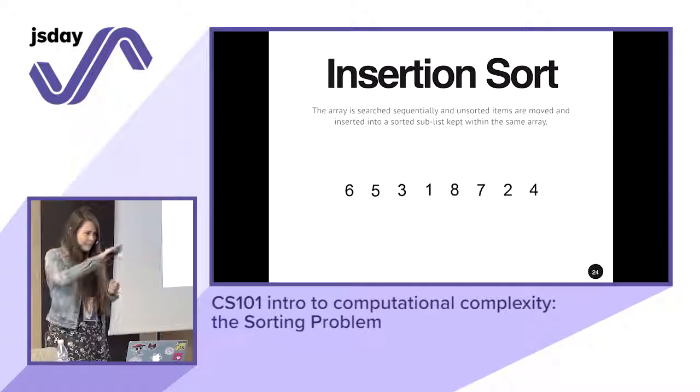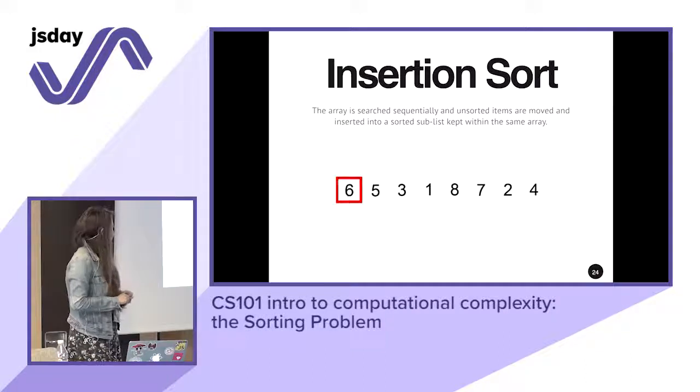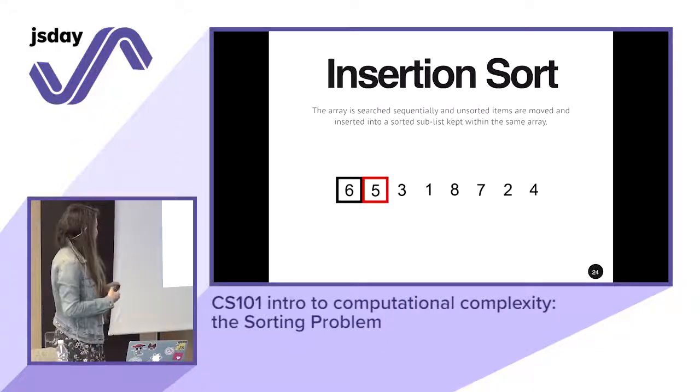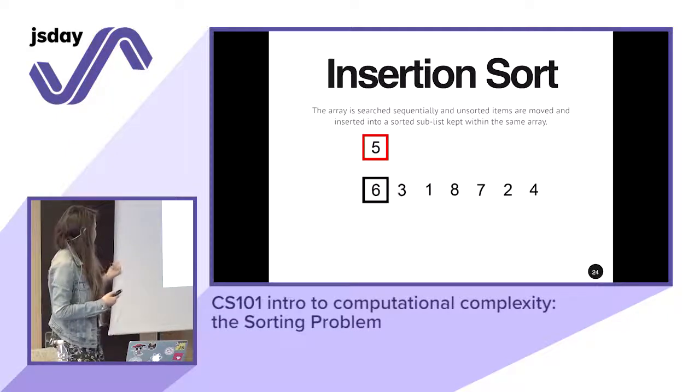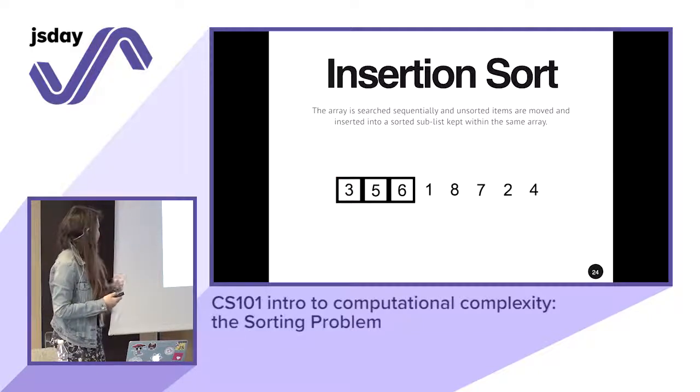Now, I'm seeing your faces, and I know this is not very clear, so I'm going to show you a video to make it clearer. In this case, we start with the 6, which is in the sorted section. We compare it against 5. We know that 5 is smaller than 6, so we'll move it before. And we continue checking. We compare 6 with 3. 3 is smaller than 6. It's also smaller than 5. And we move it. And we continue checking.